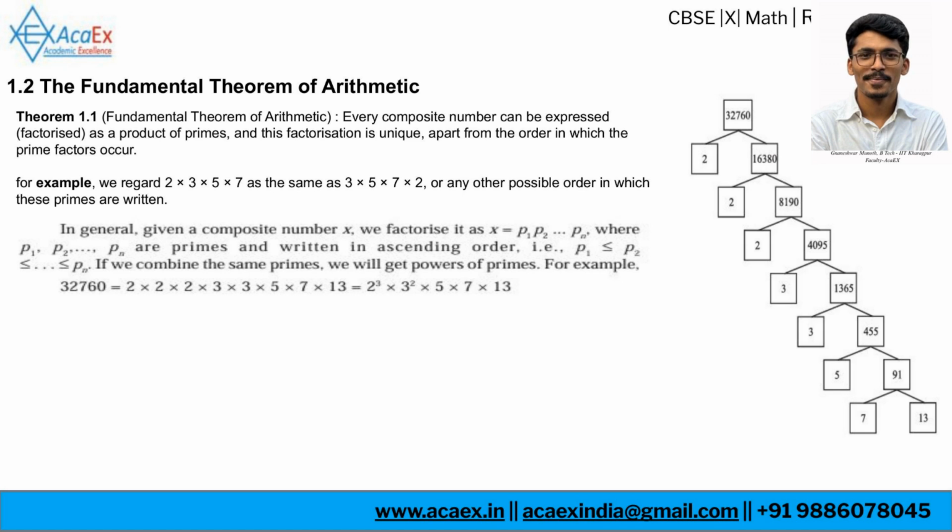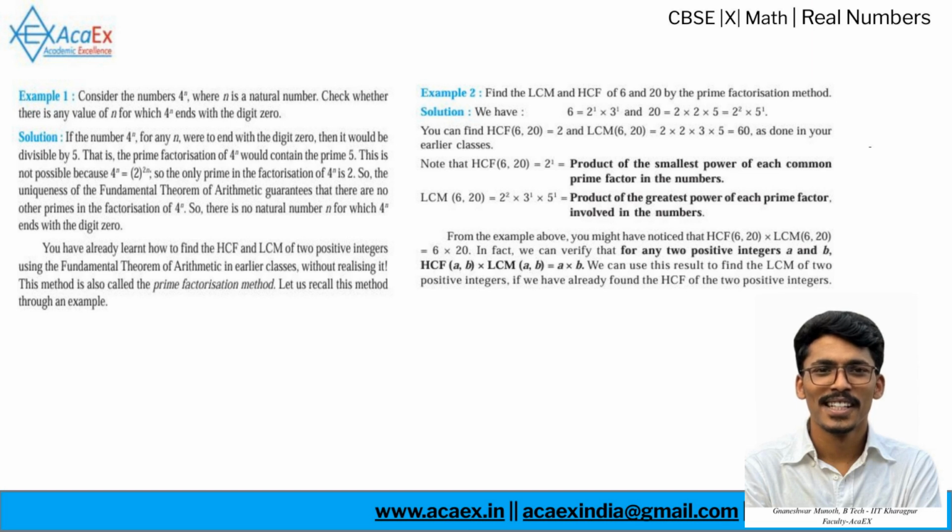Generally, a composite number x is factorized into primes written in ascending order. For example, the prime factorization of 32,760 is 2 times 2 times 2 times 3 times 3 times 5 times 7 times 13, which can be written using powers as 2 cubed times 3 squared times 5 times 7 times 13. HCF and LCM by prime factorization.